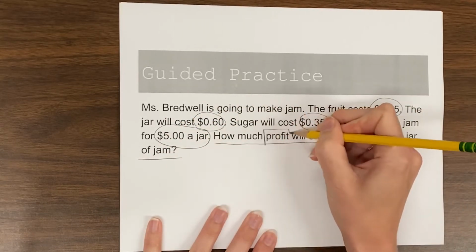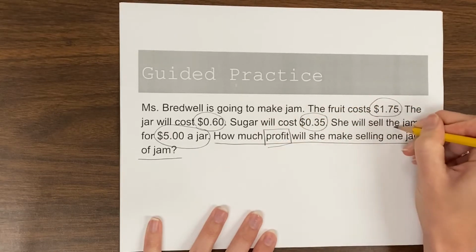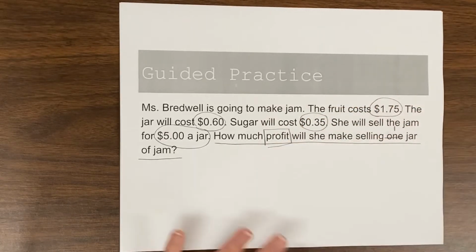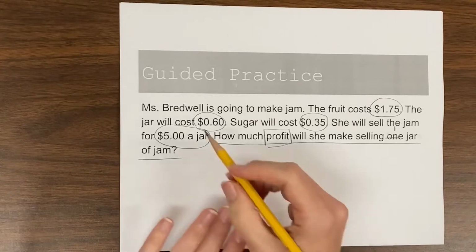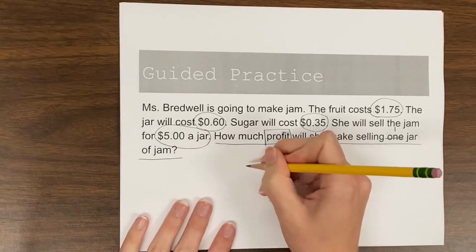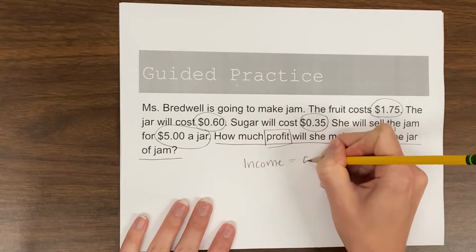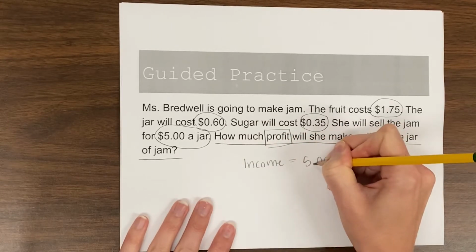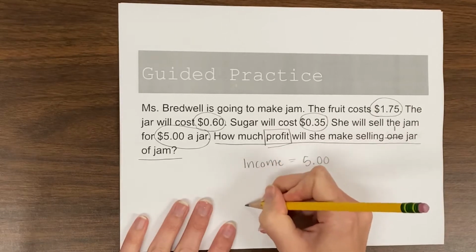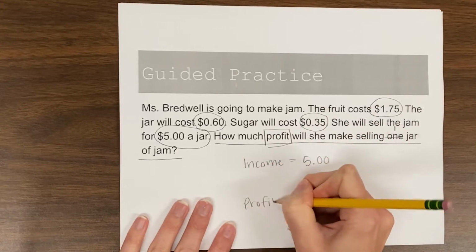So we're looking to find profit selling one jar of jam. So we first need to determine what is our income and what is our expenses. So remember, income is money coming in. So likely it's the amount of money that she's selling the jam for, which is $5. So our income is $5. We don't know what our profit is, not yet.